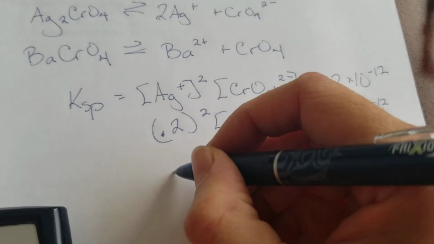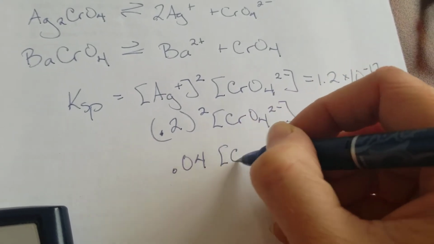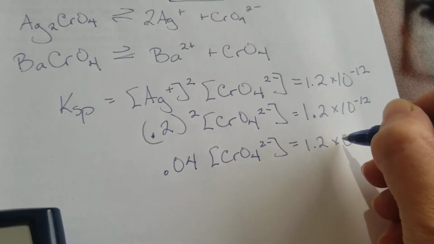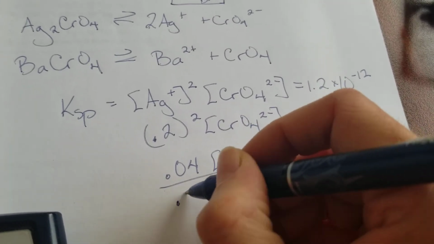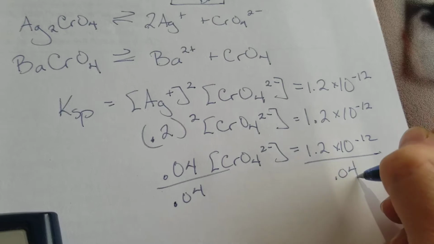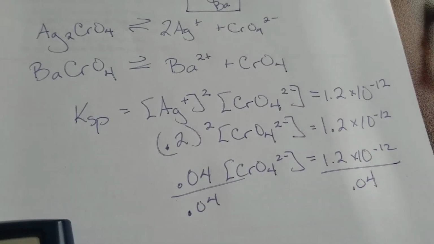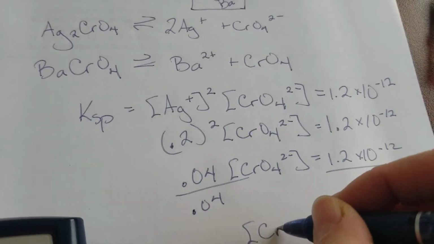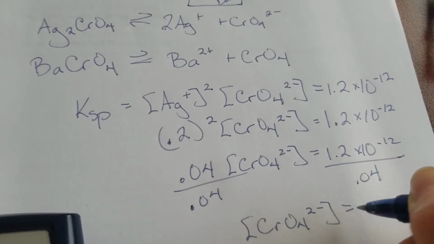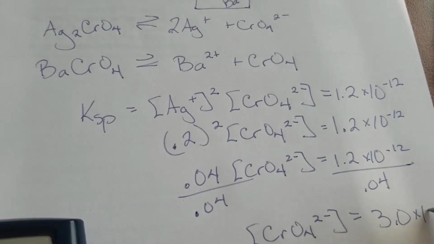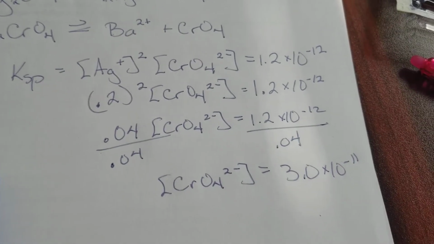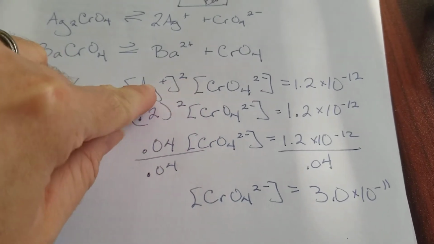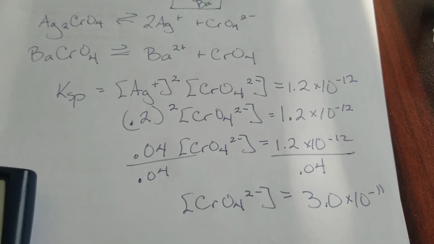So this is also 0.04 times my amount of chromate equals my KSP expression. So I can divide both sides by 0.04. And I get a value of chromate needed to precipitate of 3.0 times 10 to the negative 11. So if I wanted to precipitate silver, I would need this amount of chromate.